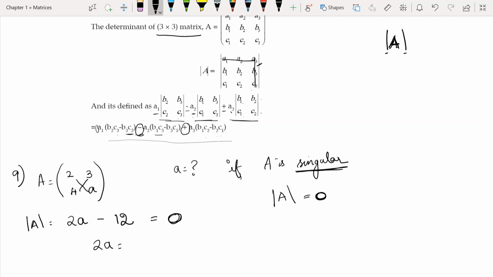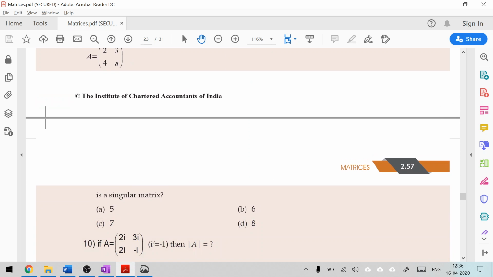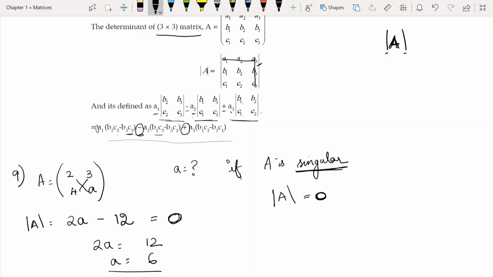So 2A is equal to 12. A is equal to 6. Isn't it easy? These are the kind of questions that will come in the examination that you should be ready for. Okay, let us look at the 9th question, option B. Answer is option B.